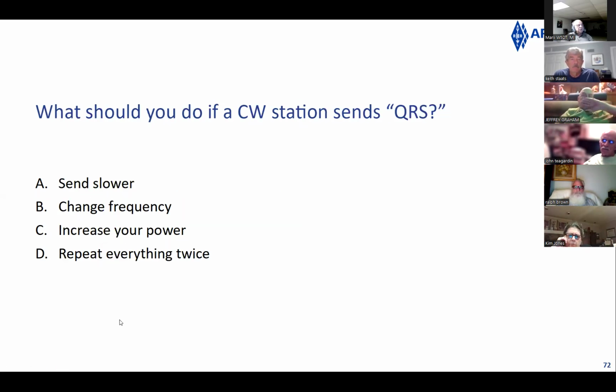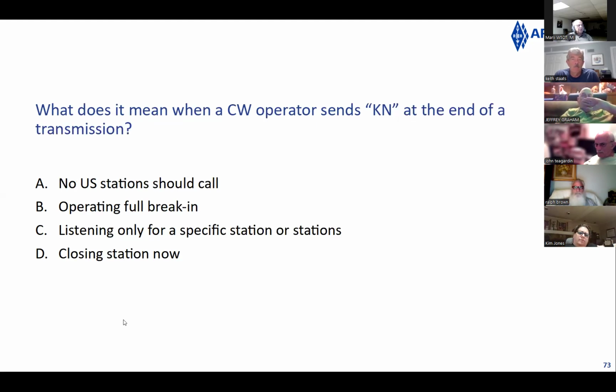What should you do if a CW station sends QRS? A, send slower. B, change frequency. C, increase your power. D, repeat everything twice. Alpha, yes, send slower. What does it mean when a CW operator sends KN at the end of a transmission? A, no US station should call. B, operating full break-in. C, listening only for specific station or stations. D, closing station now.